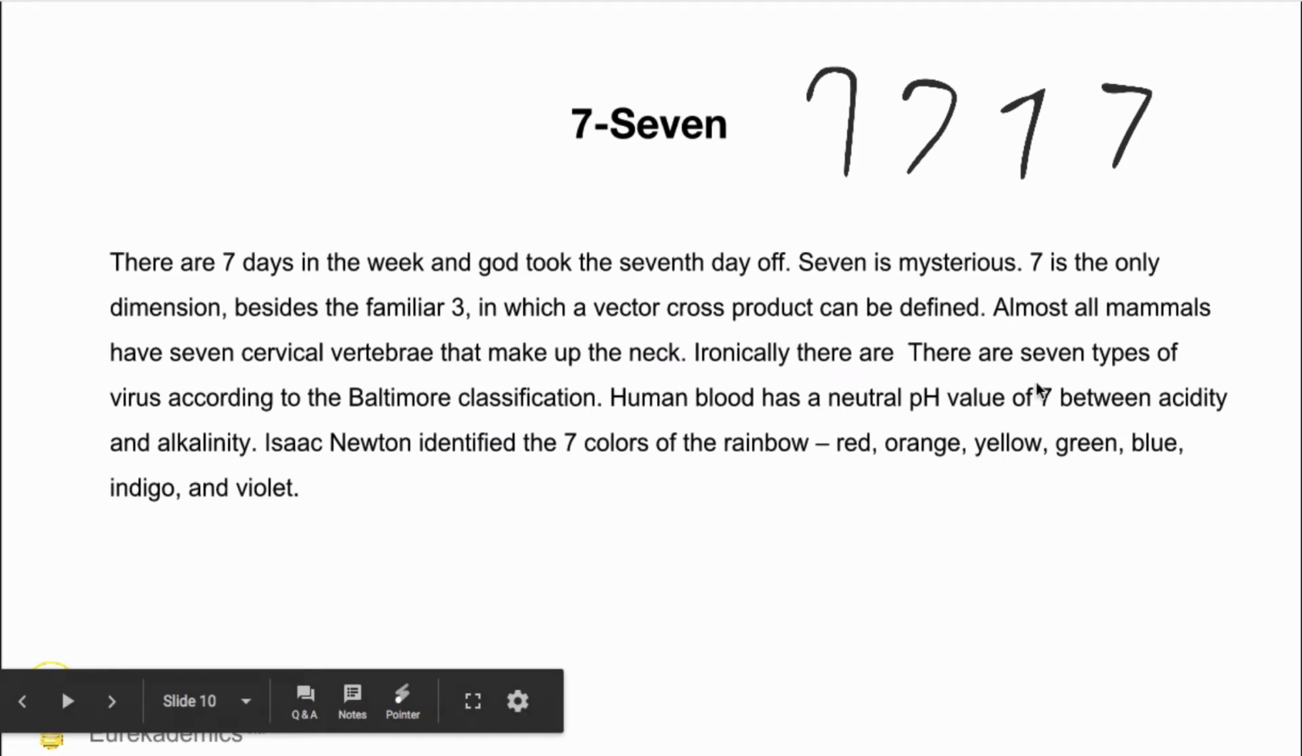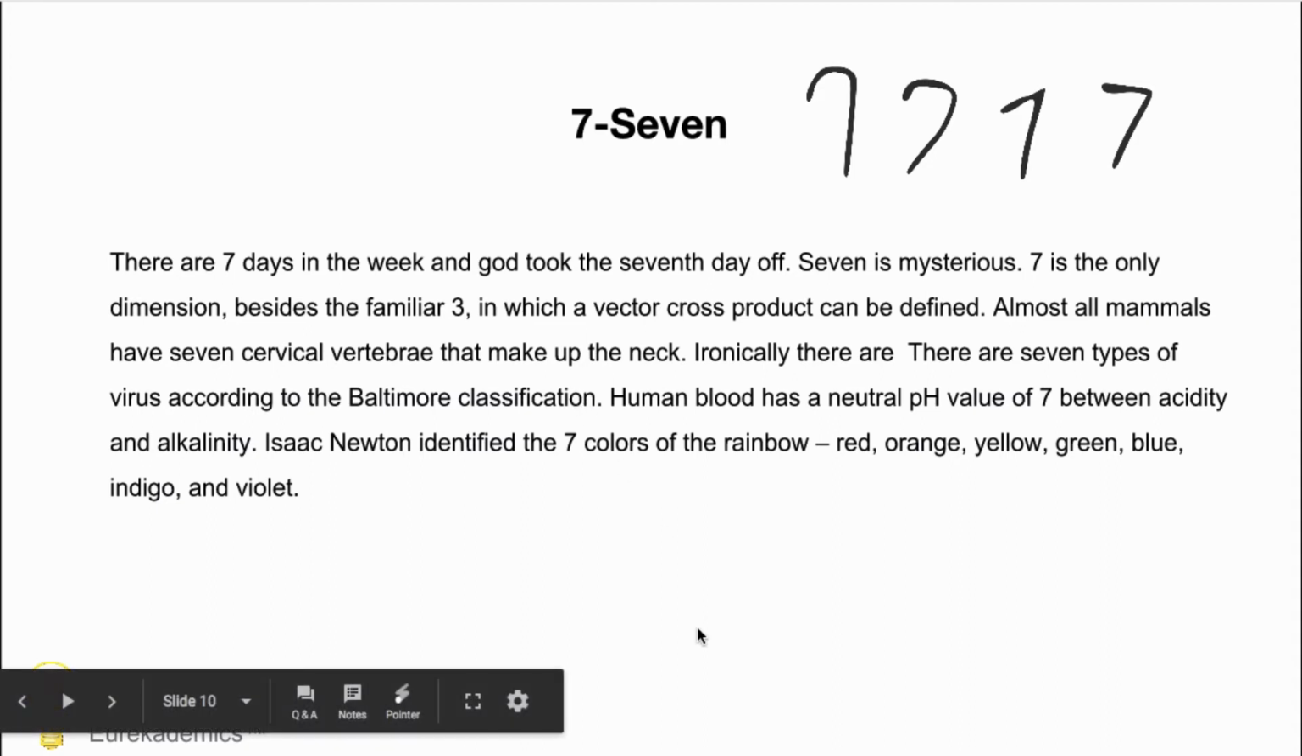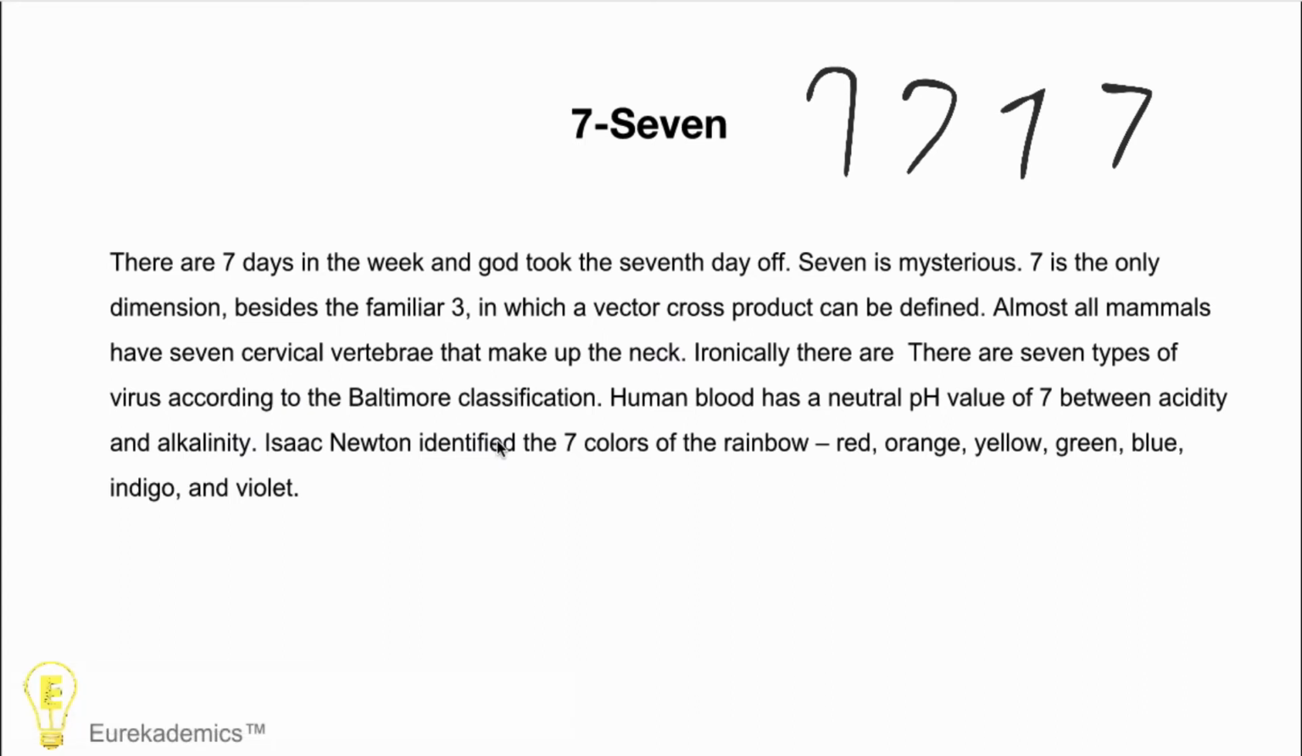Ironically, there are 7 types of viruses according to the Baltimore classification. I mean, that's mysterious. On the other side, human blood has a natural pH value of 7, between acidity and alkalinity. Isaac Newton identified the 7 colors of the rainbow: red, orange, yellow, green, blue, indigo, and violet.